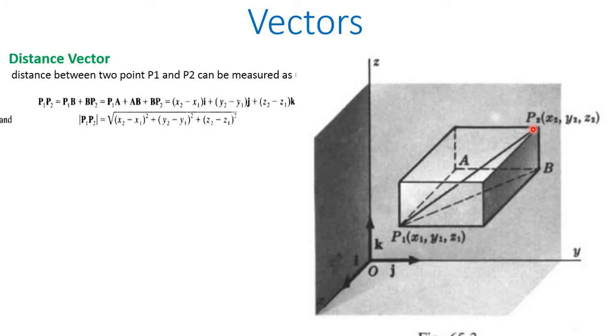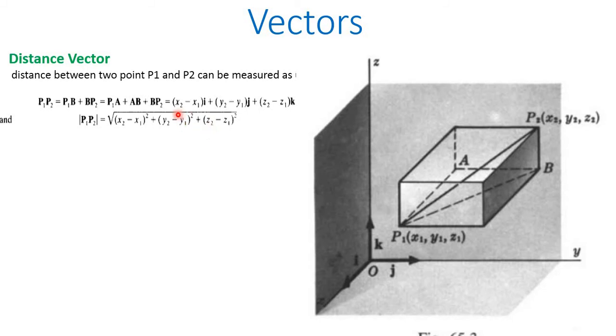So we can say that P1 to P2 is equal to P1B plus BP2. This is the diagonal one. And similarly, P1B will be equal to P1A plus AB. So the entire sum will be P1A from this to this, and then AB, and then BP2. And these values can be calculated easily as we normally calculate in plane vectors.